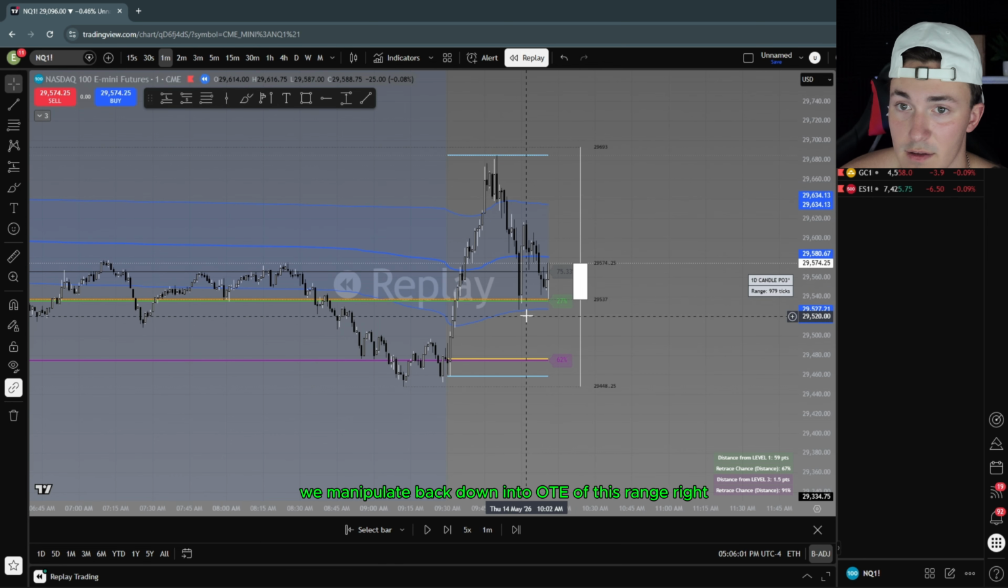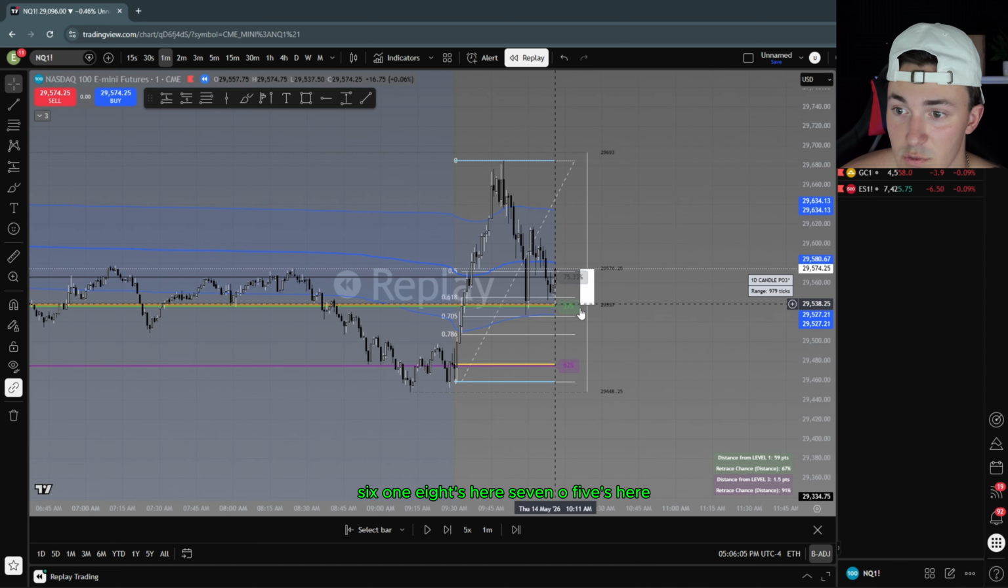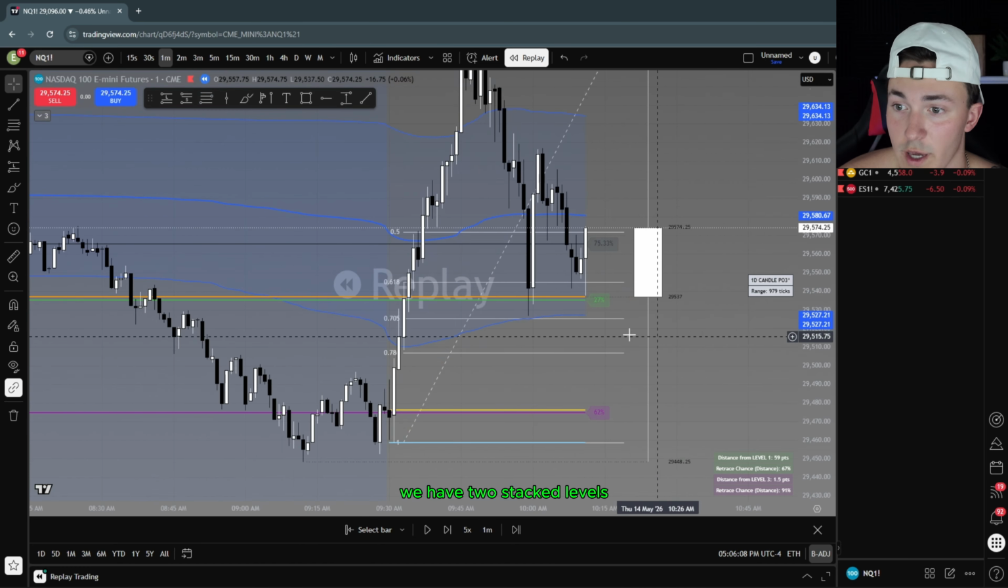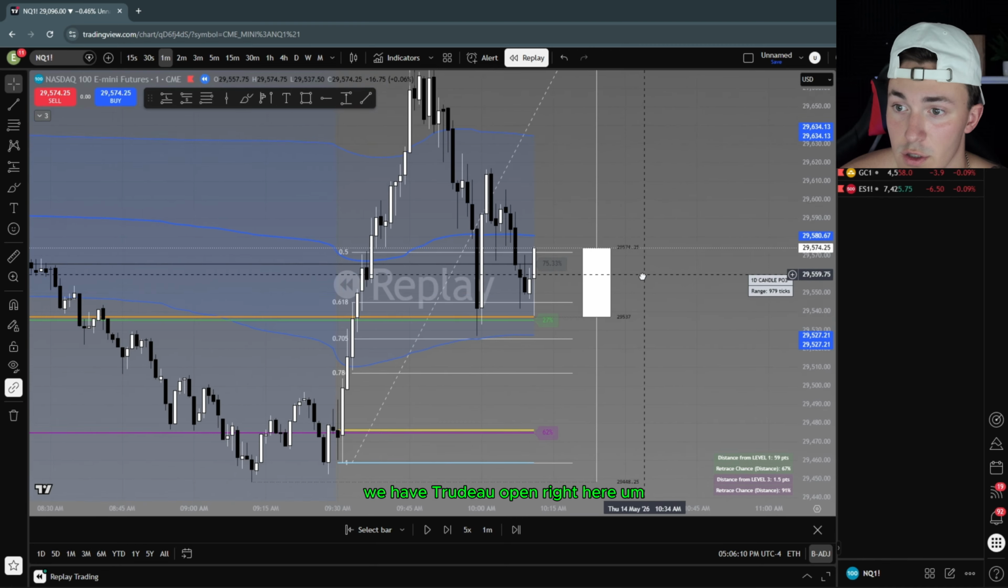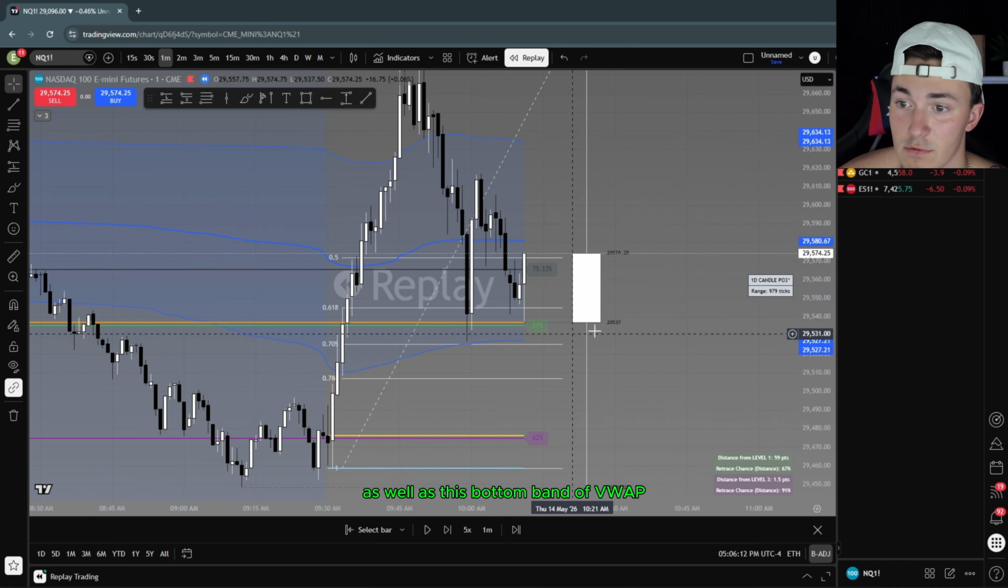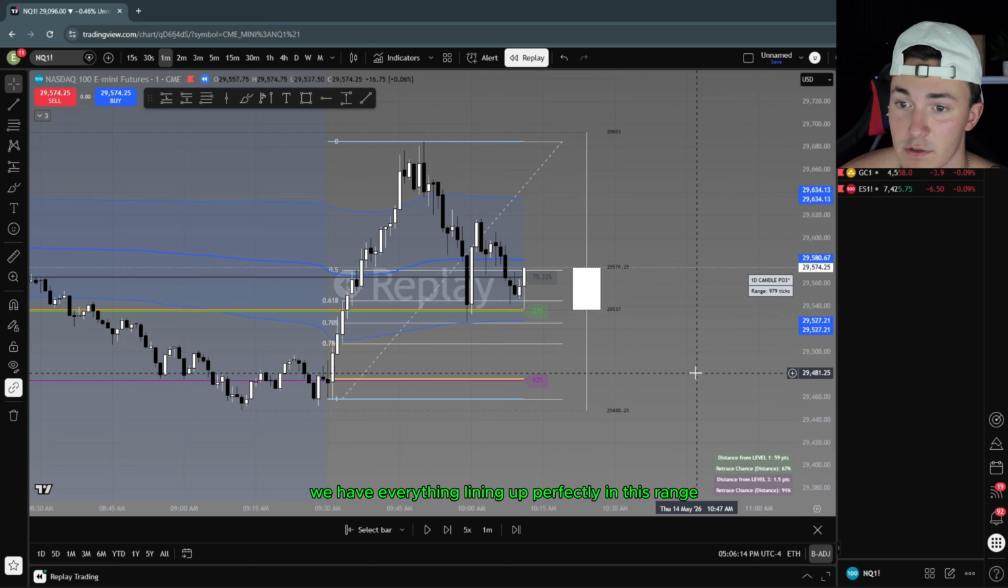We manipulate back down into OTE of this range, right? Boom, we mark this out. 618's here, 705's here. We have two stacked levels. We have true day open right here, as well as this bottom band of VWAP. We have everything lining up perfectly in this range.